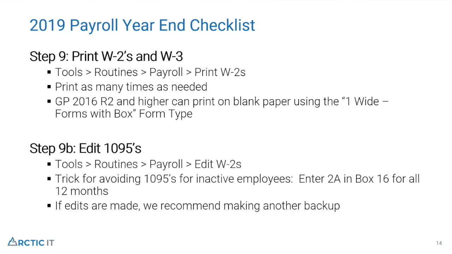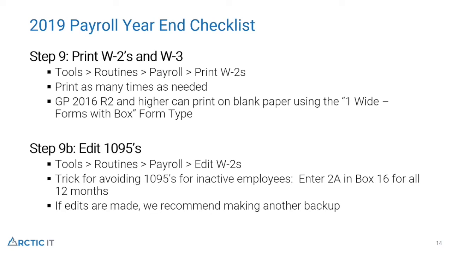Okay, so now all of our data is good. Everything's been validated. Everything ties out. We're ready to print our W-2s and our W-3s. So W-2s and W-3s can be printed as many times as needed. Don't worry if you loaded your stock wrong or had your forms upside down. Not a big deal. You can print those forms as many times as you like.